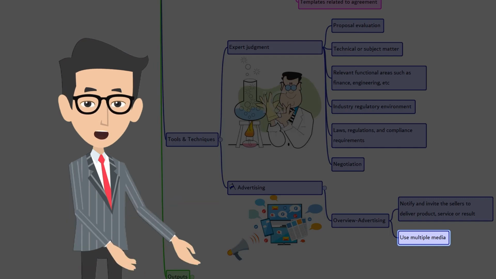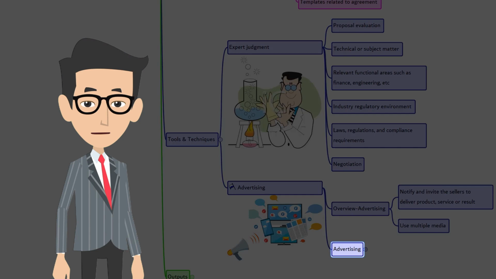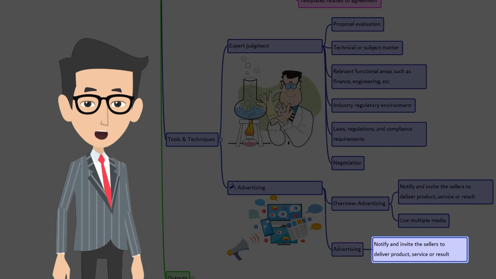Communication is done to communicate with the sellers or potential sellers about the specific product, service, or result. In fact, in many countries, for government projects, it's mandatory that advertisements should be placed in the above discussed public forums. Now, advertisements in context. You notify and invite the sellers to deliver the product, service, or result. It could be a portion or a complete module.